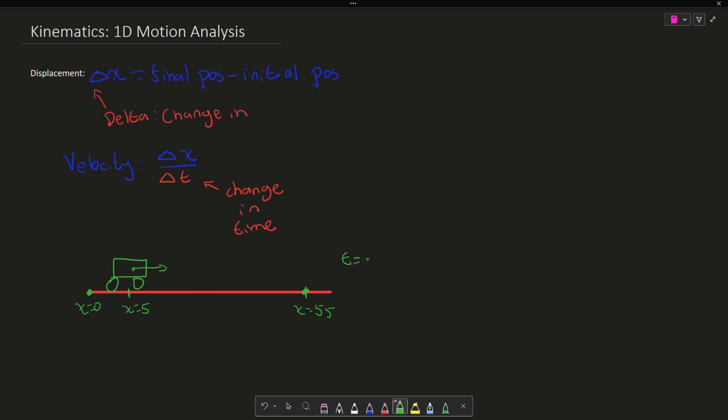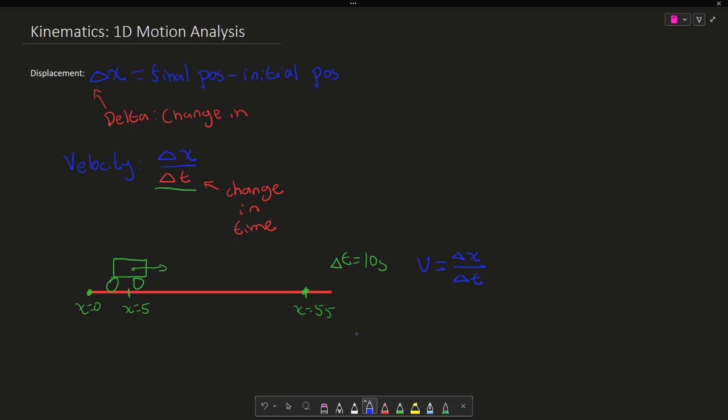So we know that delta t equals 10 seconds. And we want to find the average velocity the car has experienced going from x equals 5 to x equals 55. Now, recall, we know that velocity is delta x over delta t. So we would first write that equation down. v equals delta x over delta t.